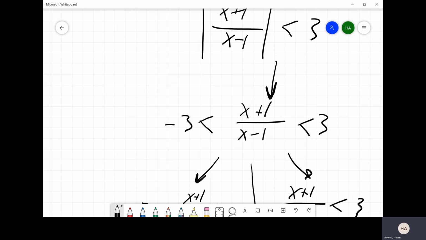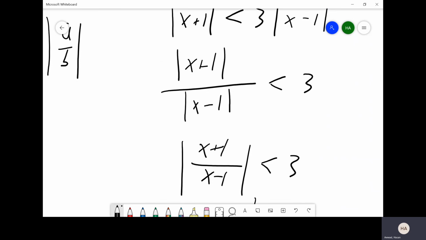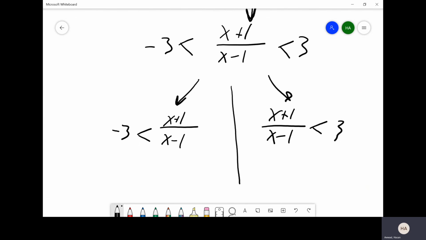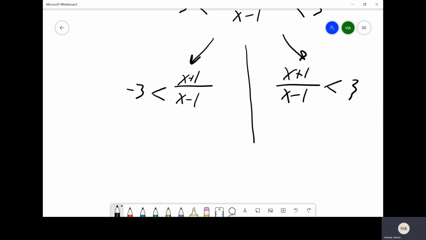But the entire idea is we move over one absolute value to the other. We get it into a compound inequality, and then we have to solve each part of the compound inequality as two separate inequalities. So now solving the two separate inequalities, remember, we have to solve a rational inequality using test points, right?